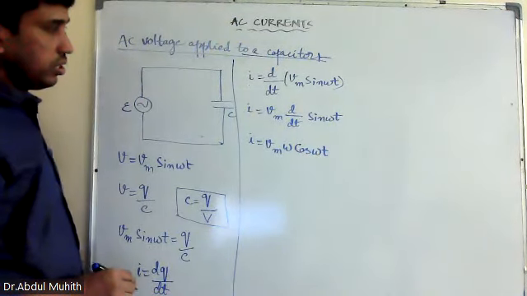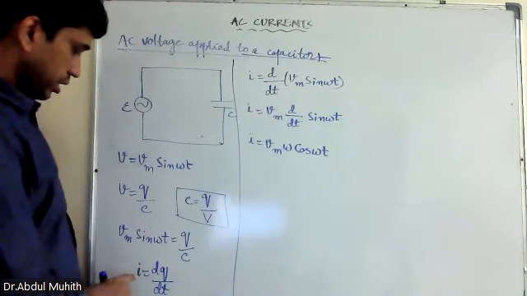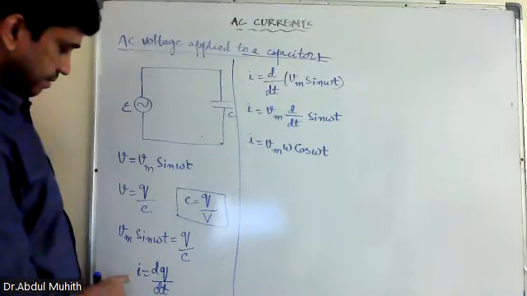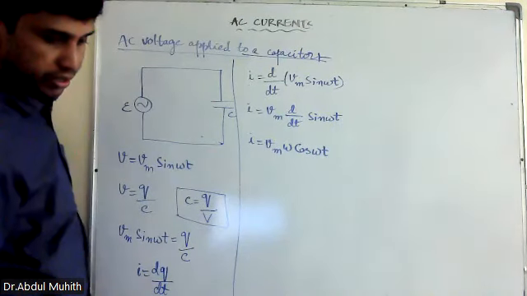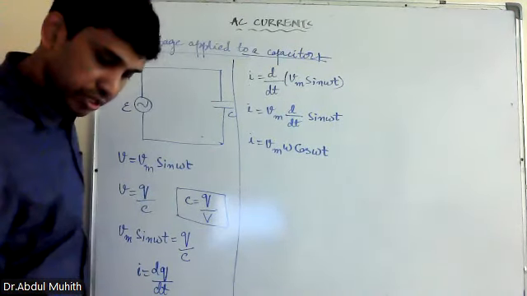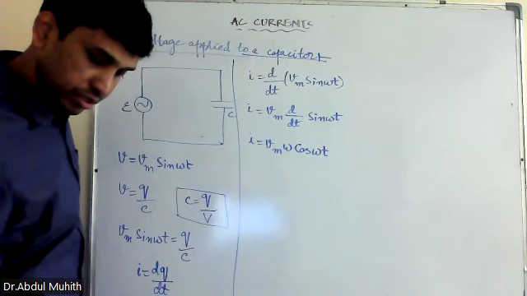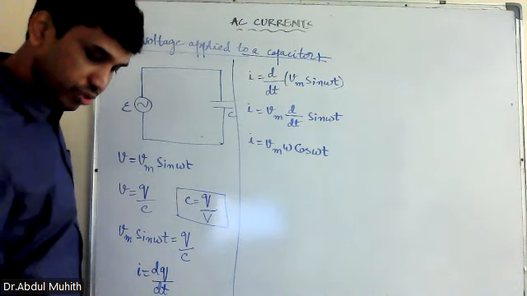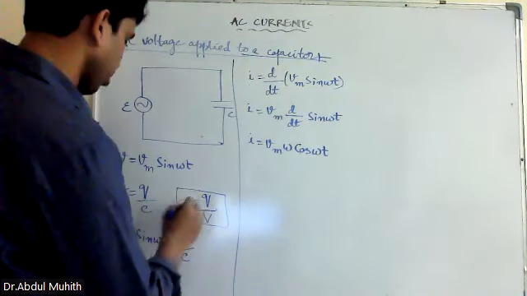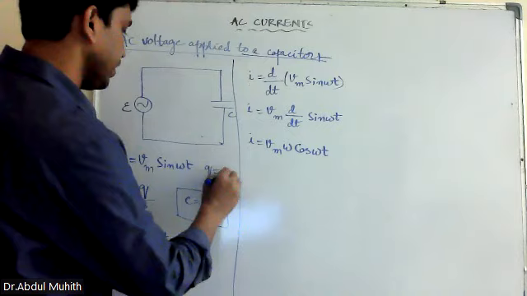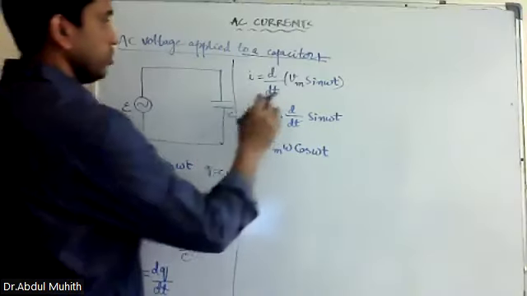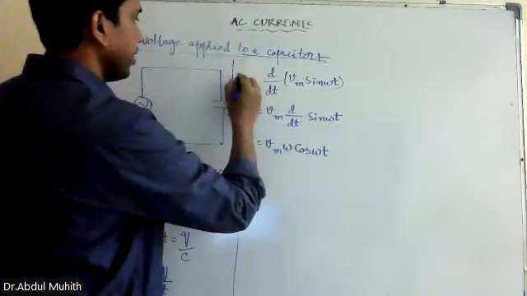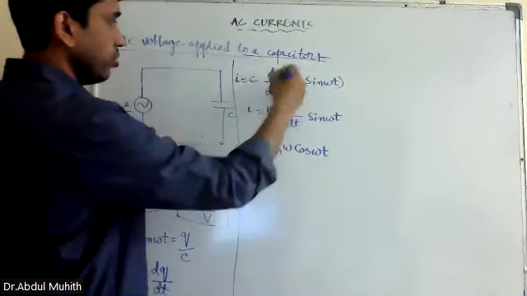Now I is equal to what? I is equal to dq by dt, right? So once again, I is equal to dq by dt. Q is equal to CV right here. So the formula here is Q is equal to CV, C into V. So C should be there. Okay, I will write here I is equal to C into the whole thing.